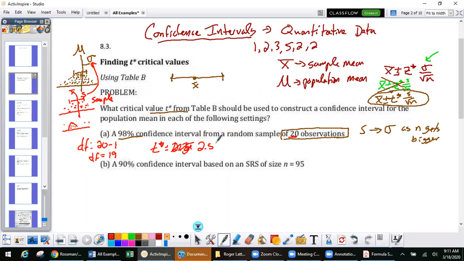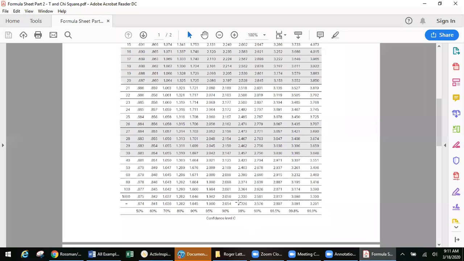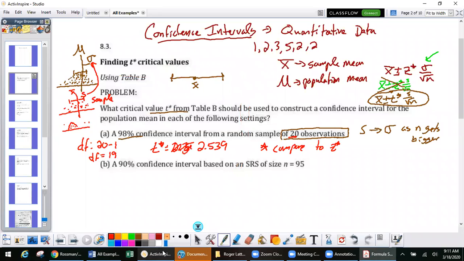Now we want to look at a couple of things. First of all, how does that compare with Z star? Well, if I go back and look at the same table, on the very bottom is Z star, where it says infinity. And that value is 2.326. So what do you notice? First of all, we notice that T star is wider. And if you go back and watch the video, you'd see that the T value is always going to be bigger than the Z. So basically I have to reach out farther to grab 98% of the values because of this whole problem with estimating sigma with S.